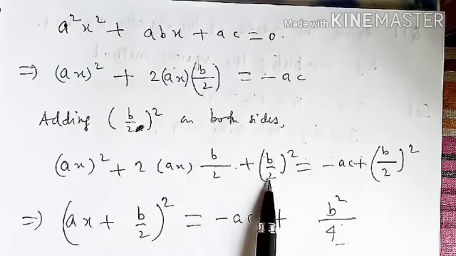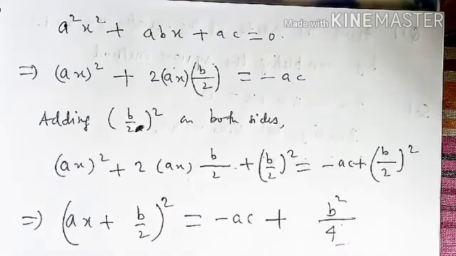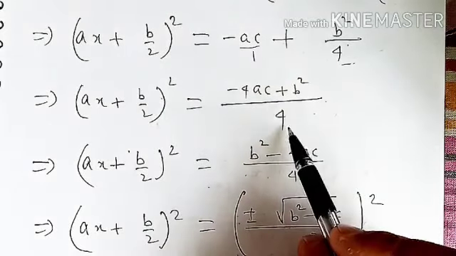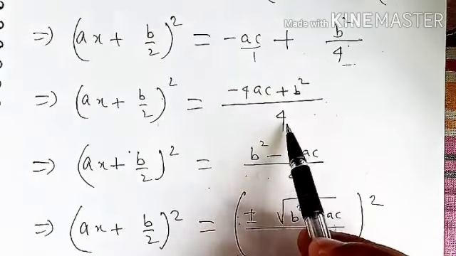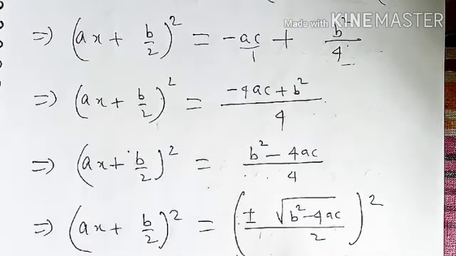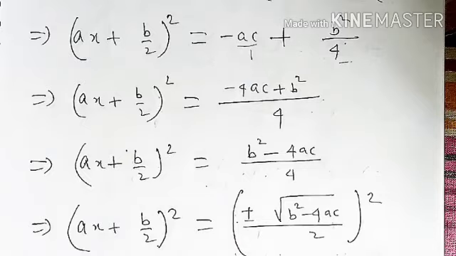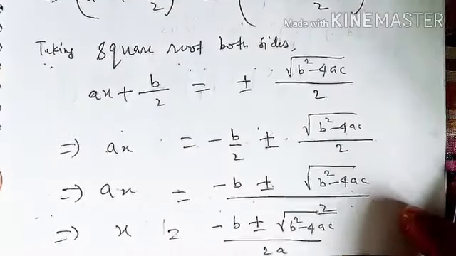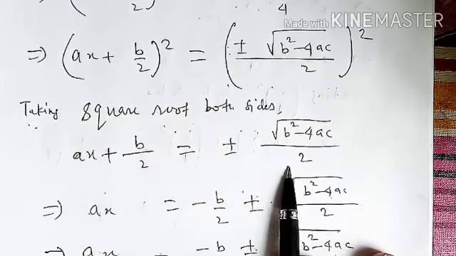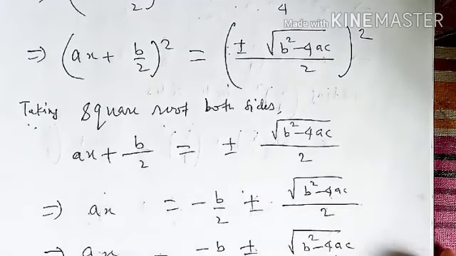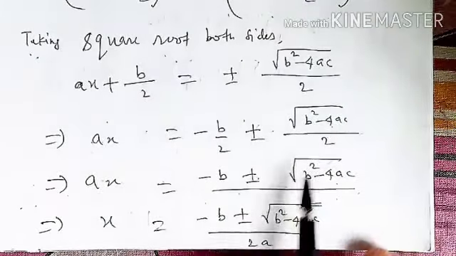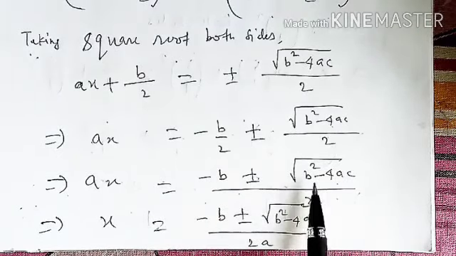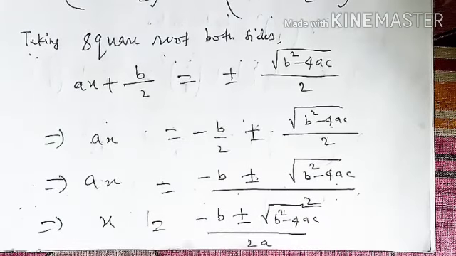Now this one is x plus y whole square, minus ac plus b square by 4. Now from here, LCM of 1 and 4 is 4. And here we have minus 4ac plus b square by 4. Here its square is this one. Now it can be written as the square of this term. Taking a square root on both sides, we have this. After transferring b by 2 to the RHS, we have this one. And from here, taking LCM 2, we have minus b plus minus square root of b square minus 4ac. On transferring a to this side, we have x is this one.